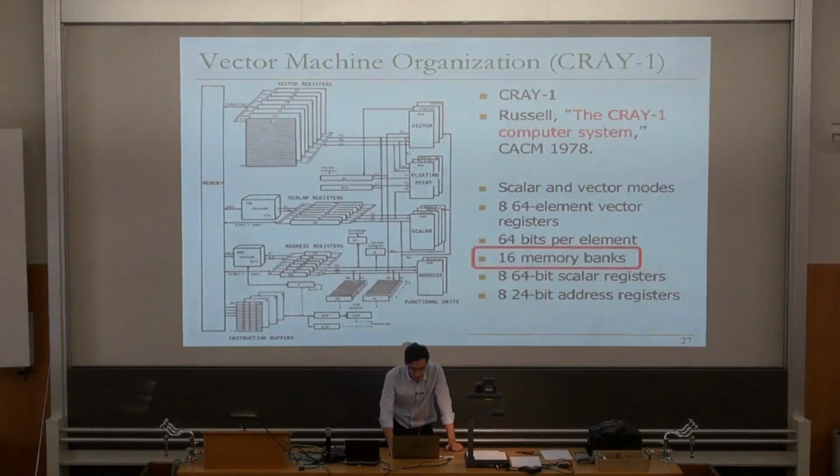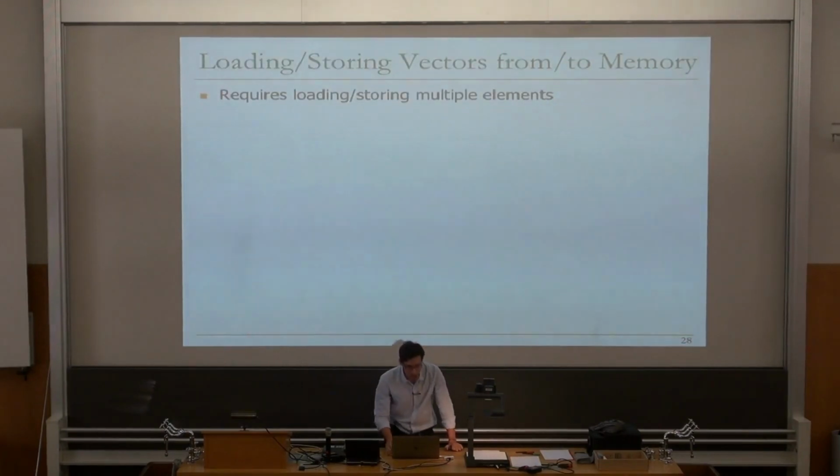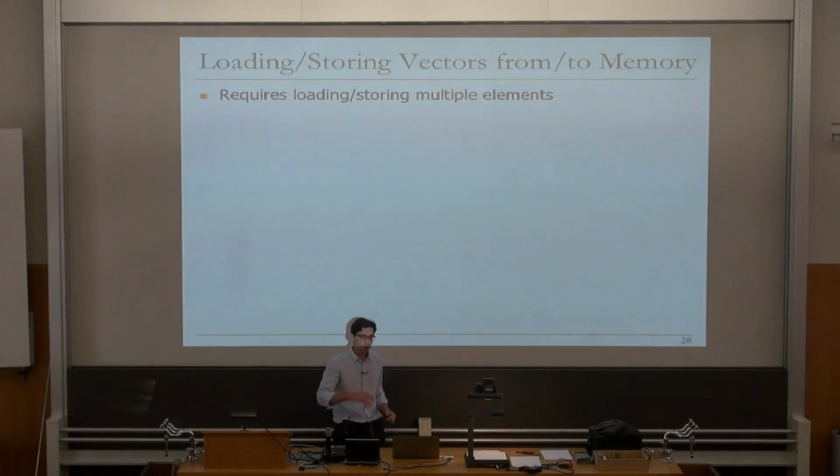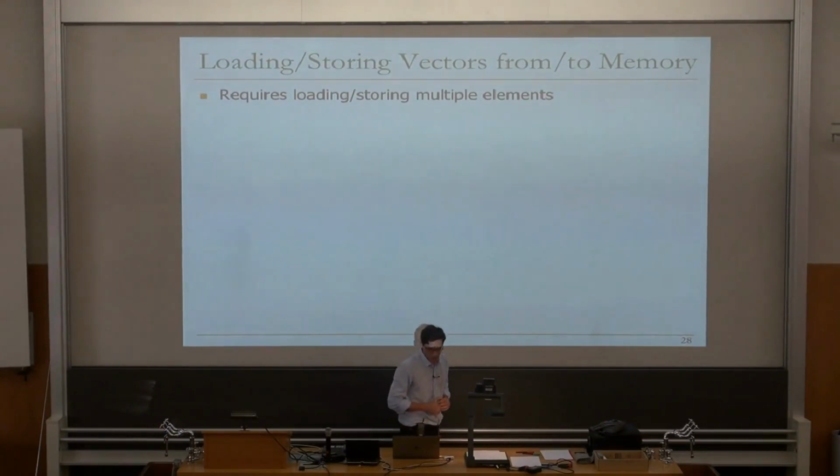Okay, let's go back to the CRAY 1. Here in the CRAY 1, as I said before, we have 16 memory banks. So let's take a look at how we are going to use these 16 memory banks, and how we load and store vectors from and to memory.